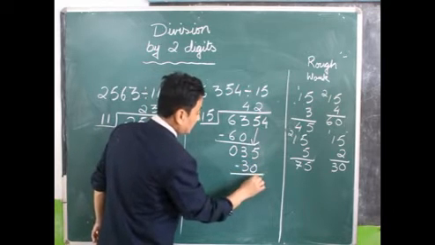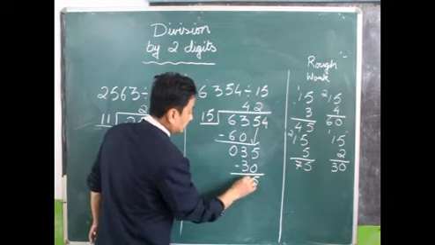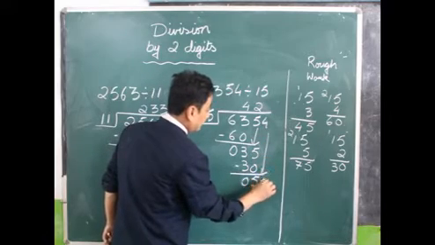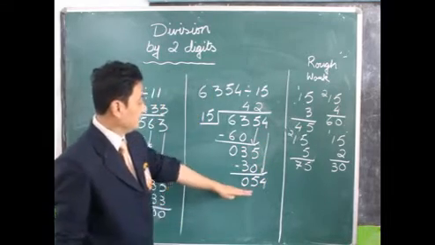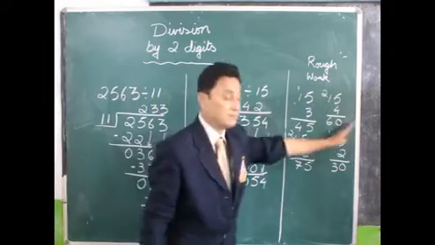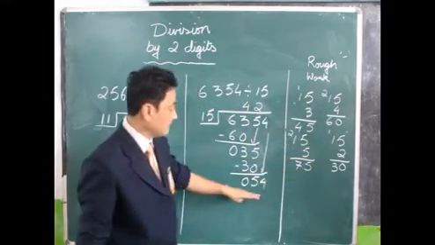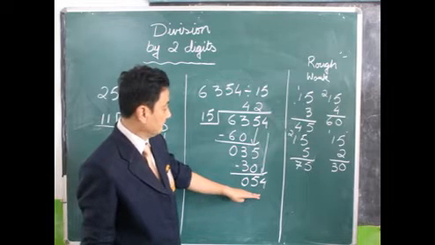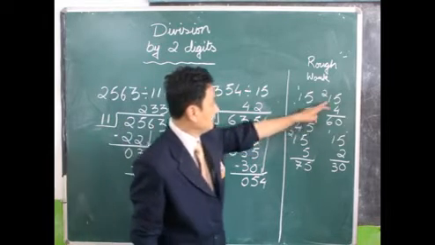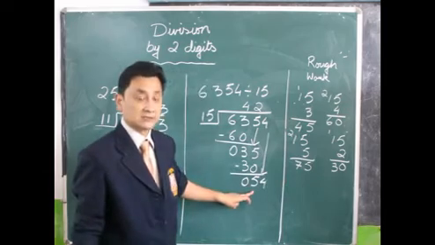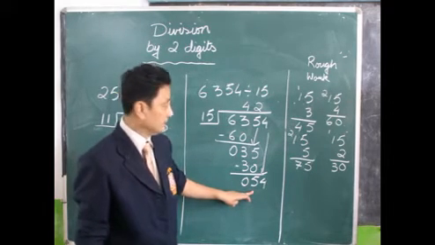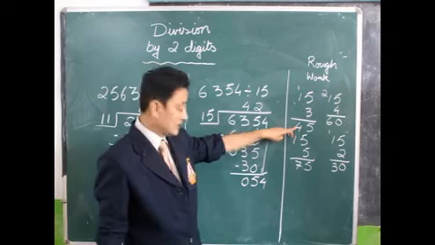5 minus 0, 5. 3 minus 3, 0. Bring down 4. We have 54 and we have already done our multiplications here. We have 45, 60, 75, 30 and the number here is 54. Can we do it 4 times? No, we cannot write 60. It's too big. 45 is the correct number.